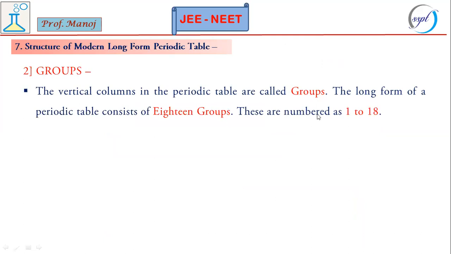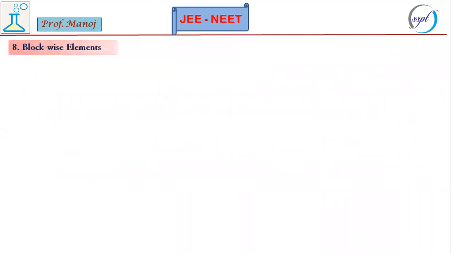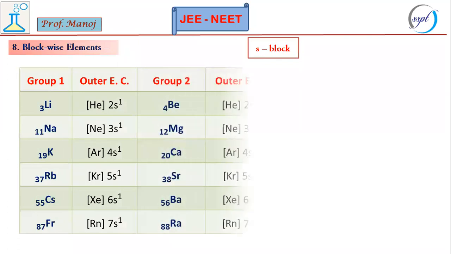We now come to the information about groups now. Go through these points. Now here onwards, we have to know all the elements group wise by heart. So S block, we have group 1 and group 2 elements. Group 1 consists of lithium to francium. Group 2 is beryllium to radium. Aapko ye pura sequence group wise hi by heart karna hai.